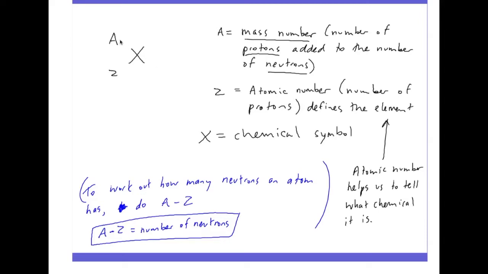So let's get back to this number. The A number tells us how many protons and neutrons there are, and the bottom number tells you just the number of protons. So to work out the number of neutrons, all you need to do is A take away Z. So say that was 40 and that was 18. 40 take away 18 is 22. So that would mean there's 22 neutrons and 18 protons.